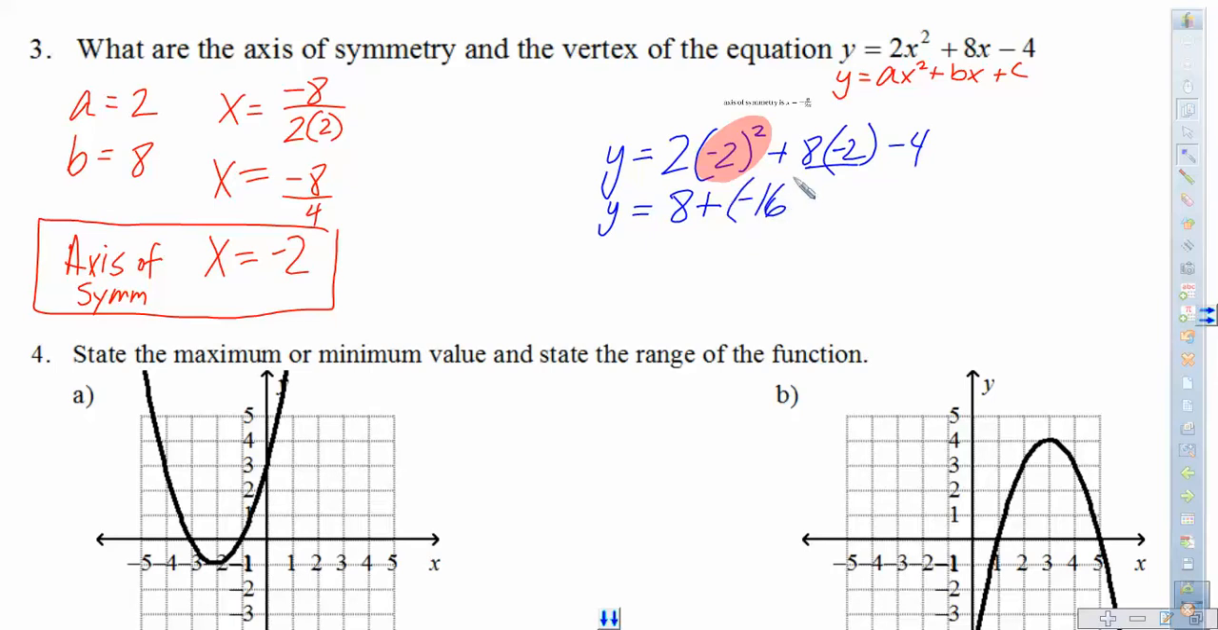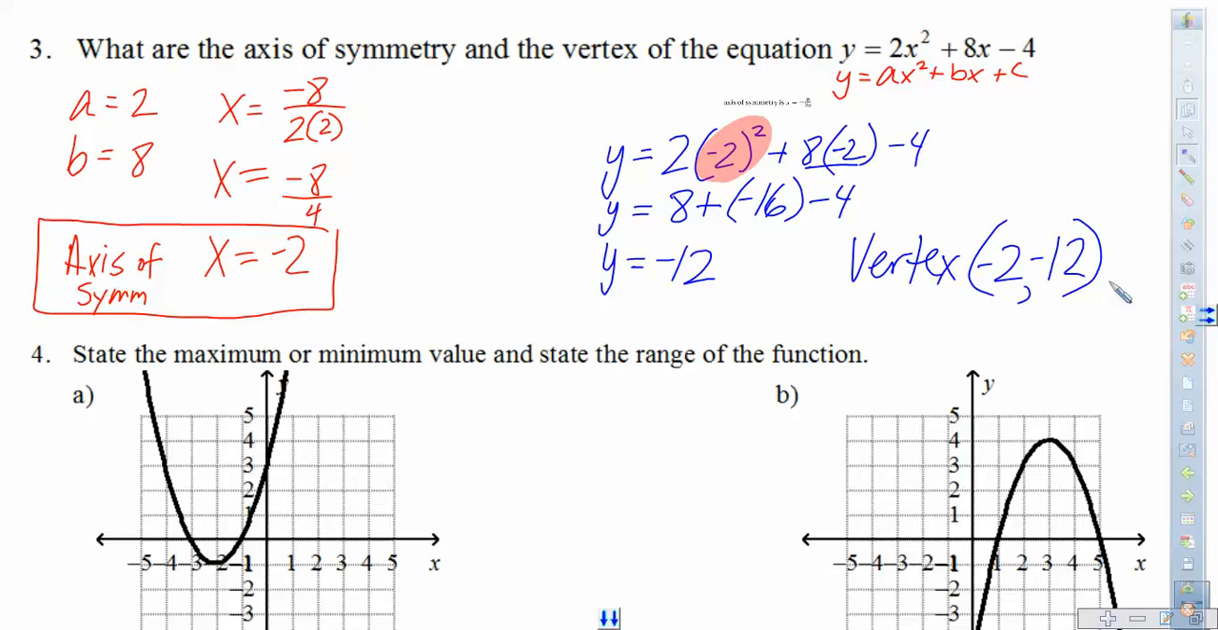So we're going to add a negative 16, and then we're going to subtract a 4. So then 8 plus a negative 16 would take me down to negative 8, and then a negative 8 minus a 4 should put us at negative 12. So in other words, the vertex of this parabola should be located at the x value of negative 2 and the y value of negative 12.